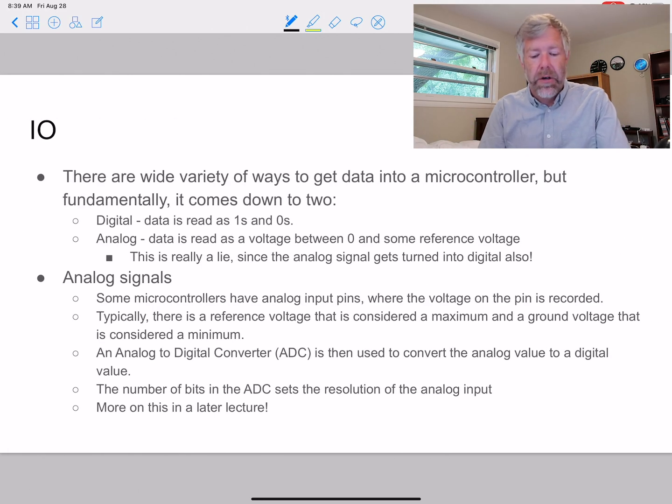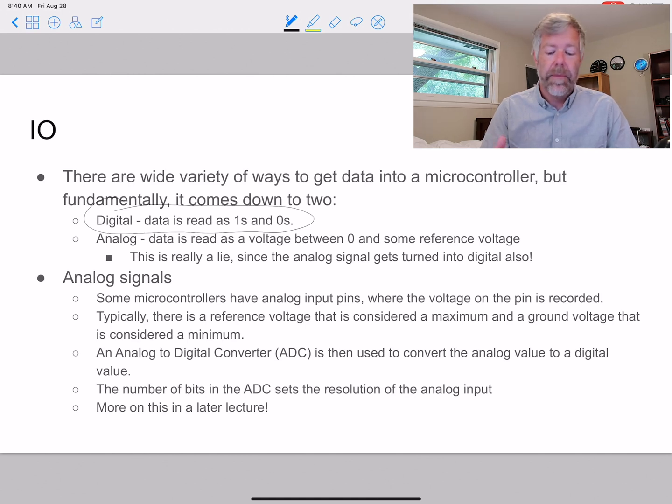All right, I/O, input output. So there are two types of inputs and outputs. One is digital. Digital is basically the ones and zeros inside of a computer. And so there's a lot of input output that is digital in form, and we're going to deal with some of that in class. And then there's also analog.